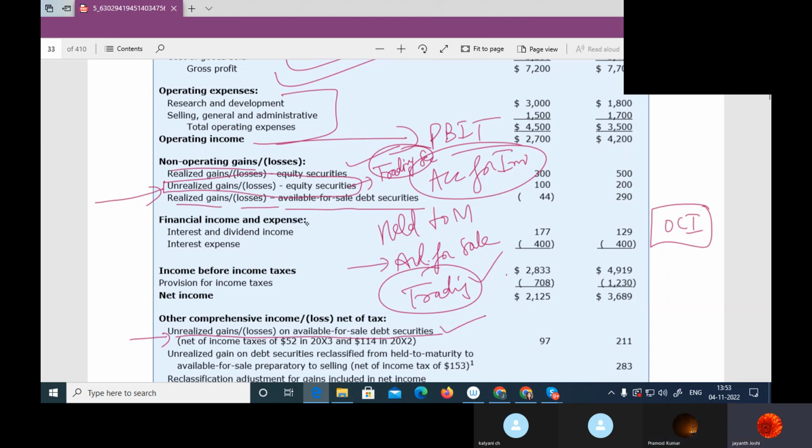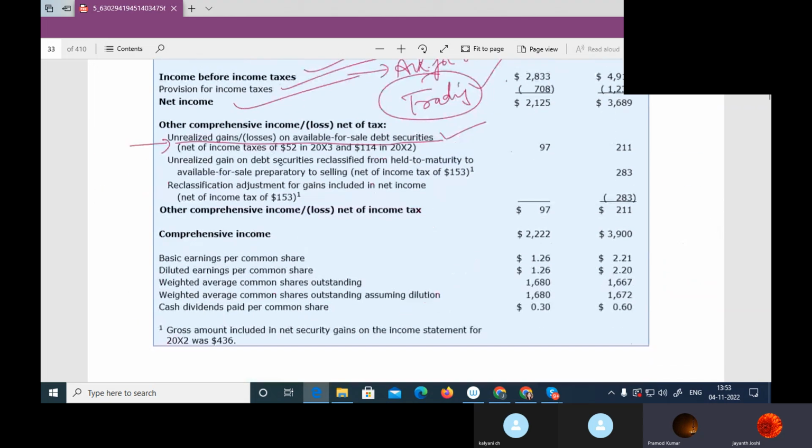Then any kind of non-operating incomes will come here. Then PBT, then less taxes, PAT. Then you get the other comprehensive income section. Any unrealized gain on debt securities which you are holding till maturity, and reclassification adjustment for gains included in net income. What is this? I'll show you afterwards. Then this is the other comprehensive income you got, and this is the total: 2125 plus 97 will give you this.